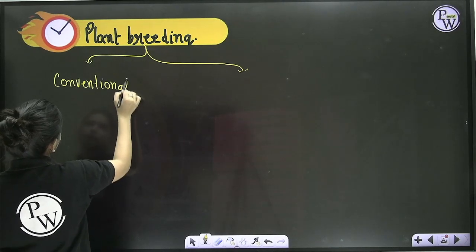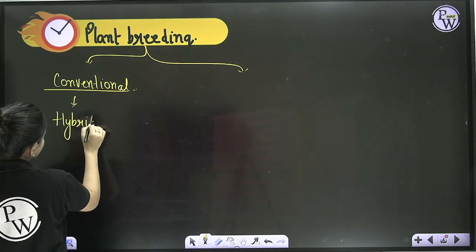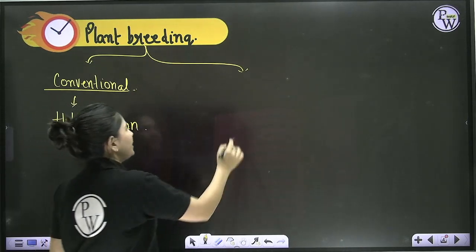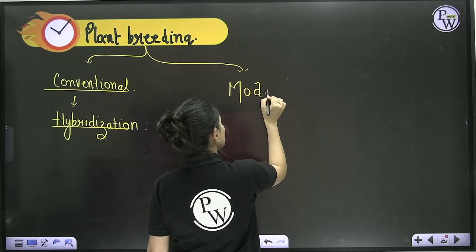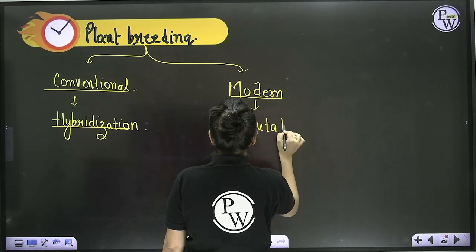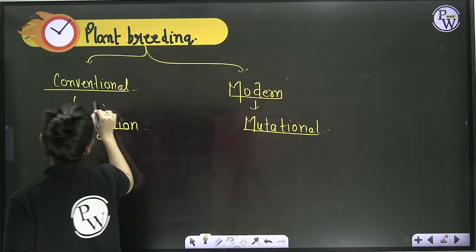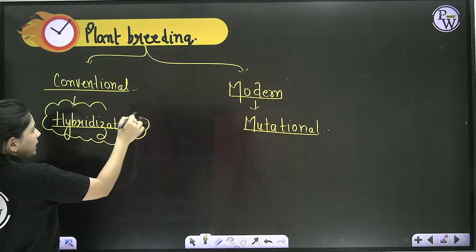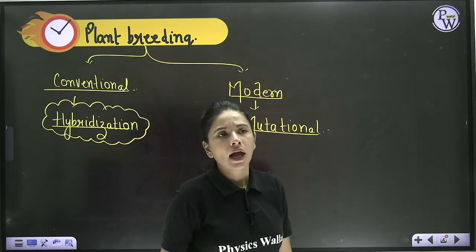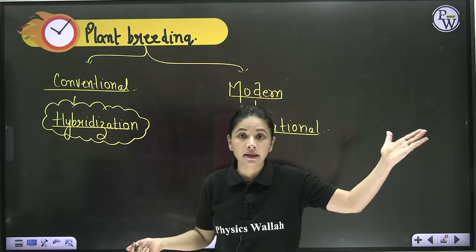One is of course the conventional method in which we study about hybridization, right? Whereas second is the modern method in which we study about mutational breeding. So first I'm going to teach you about what is hybridization scheme and then we will continue with mutational type, correct?